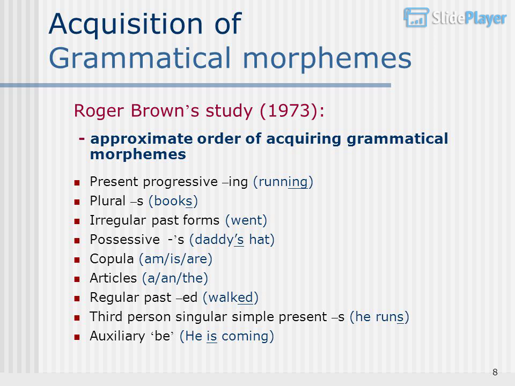Present progressive -ing, running. Plural -s, books. Irregular past forms, went. Possessive -s, daddy's hat. Copular am/is/are. Articles a/the. Regular past -ed, walked. Third person singular simple present tense, he runs. Auxiliary be, he is coming.